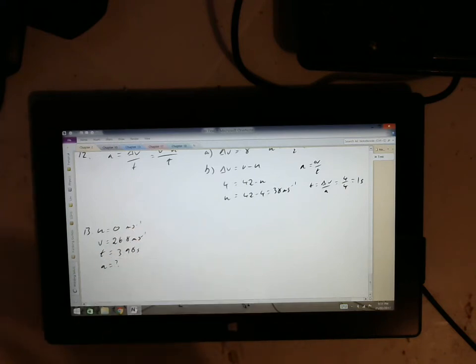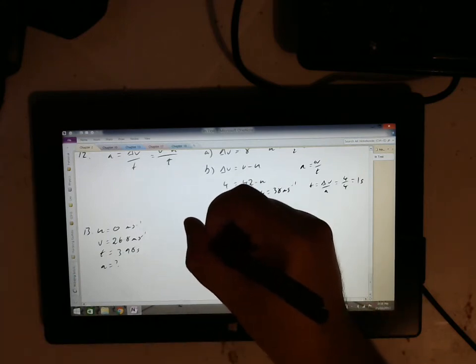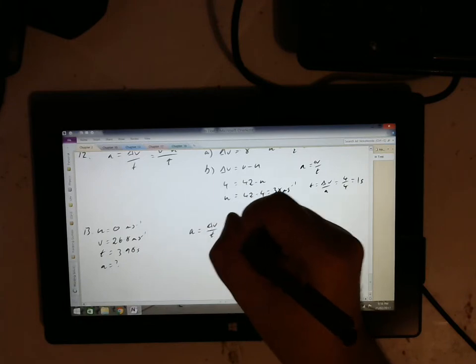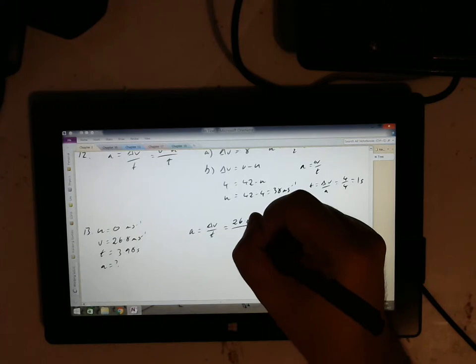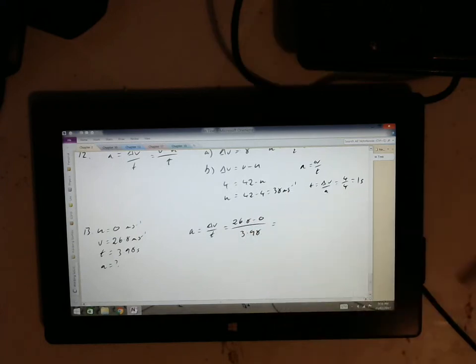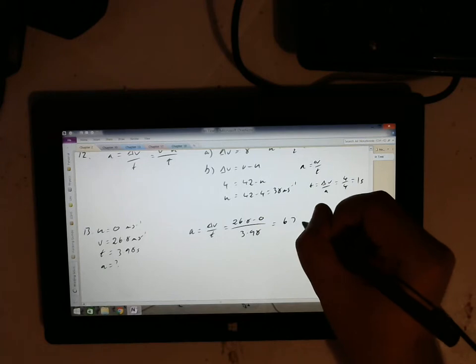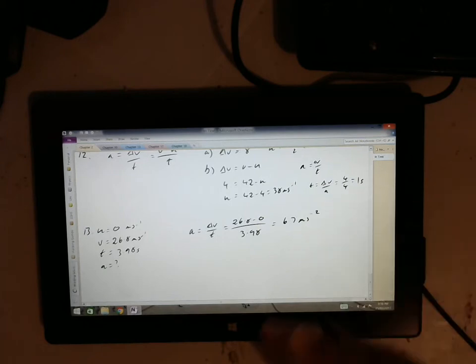Now, for these sort of things, we can assume acceleration is constant. It is not going to be speeding up at one rate, and then as it gets a little bit faster, it starts speeding up even more. Though that is more like a real life situation, we have to assume acceleration is constant. So again, we're just going to use the formula from before. Acceleration equals delta V over T. In this case, will equal 26.8 take away 0 over 3.98. 26.8 divided by 3.98 equals 6.7 meters per second squared.